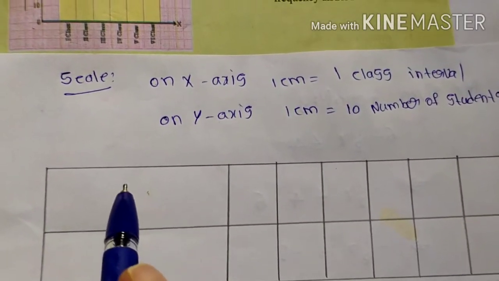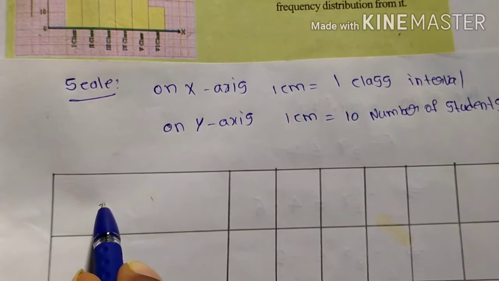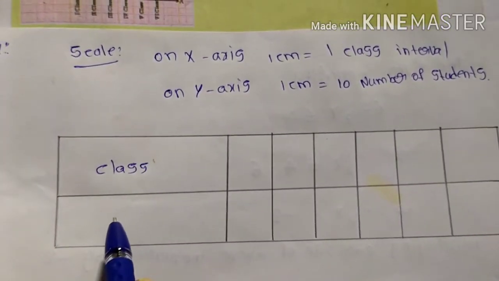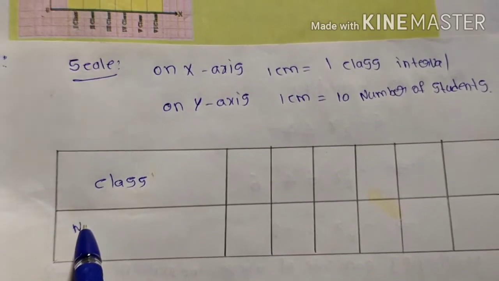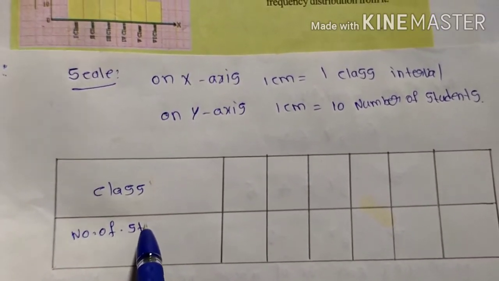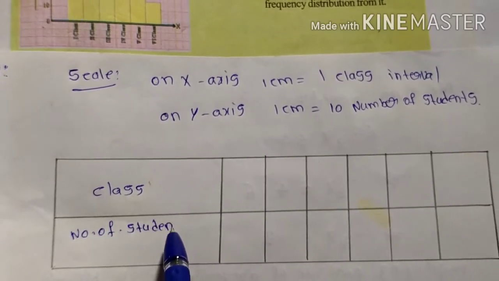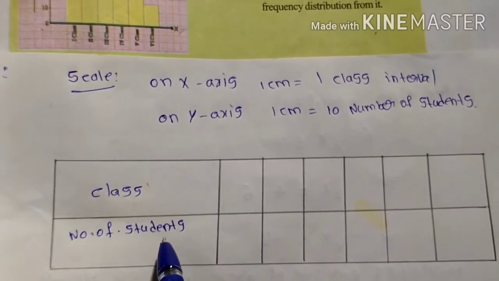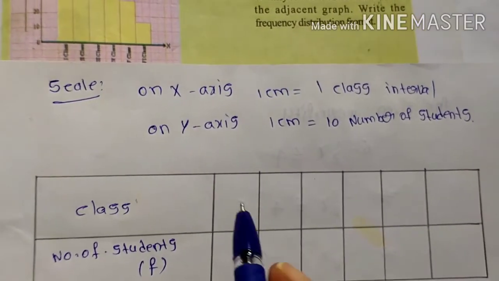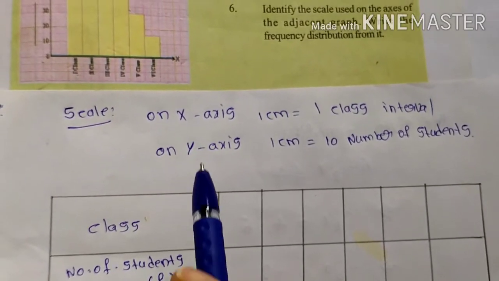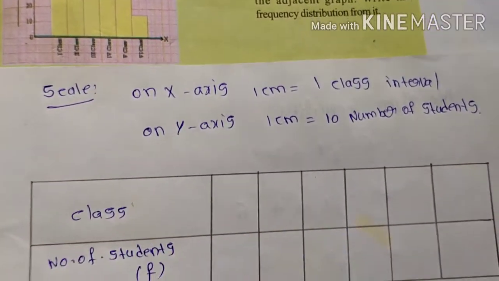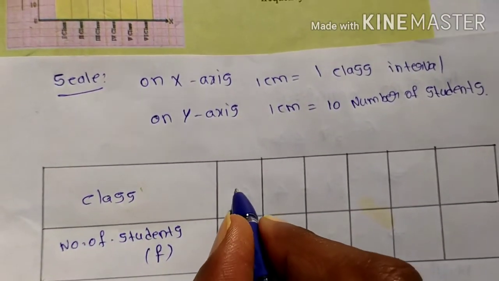See how can you represent? See here, I am writing here classes. I am mentioning here class. Here number of students. That means it is the frequency. Number of students means here frequency. See which class is available. Once you see here, 1 to 6. Yes or no? 1, 2, 3, 4, 5, 6. That means you can write here class.